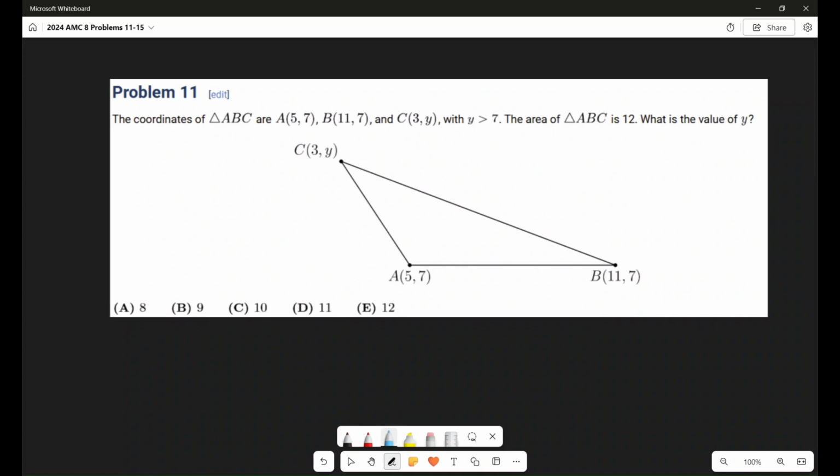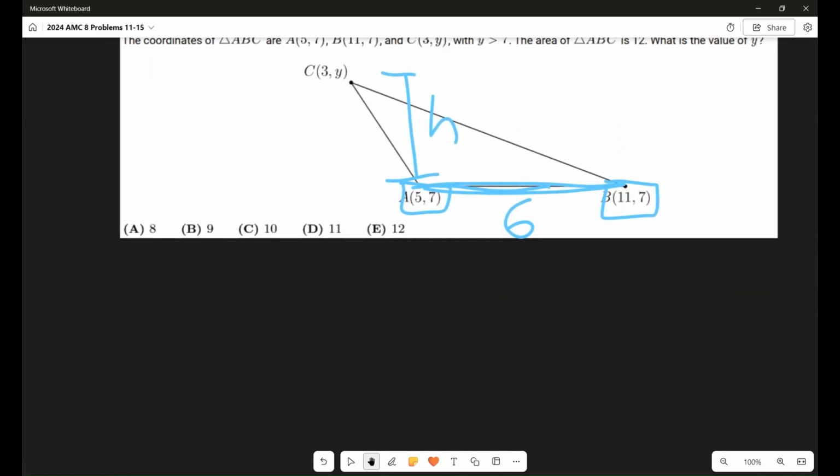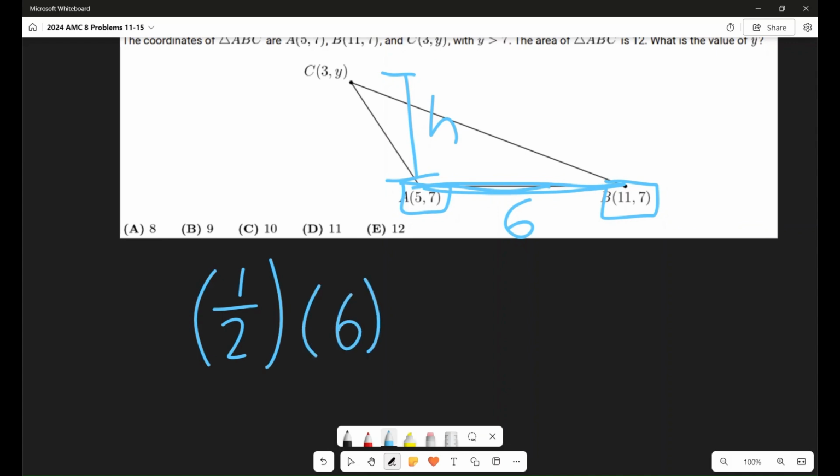So, this problem is just straight geometry formulas. We know the base of the triangle AB has a length of 6 because this one is (11, 7), this one is (5, 7). So the base is just 11 minus 5, which is 6. So if we set the height to be h, we can just plug these numbers into the formula for the area of a triangle. So doing that gives 1/2 times the base, which is 6, times the height, which we're calling h, is equal to 12.